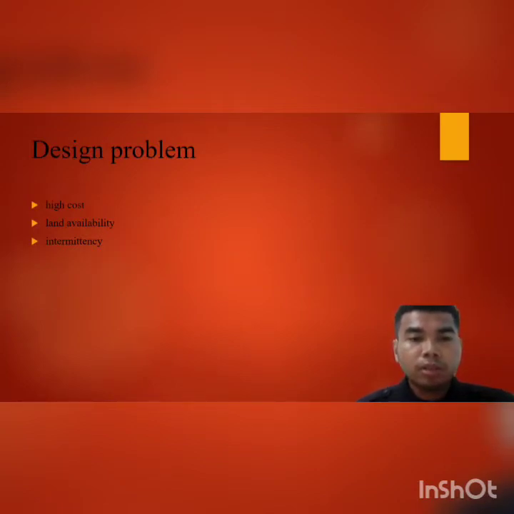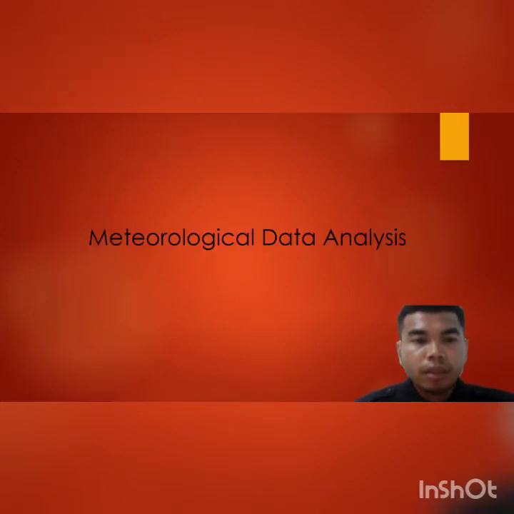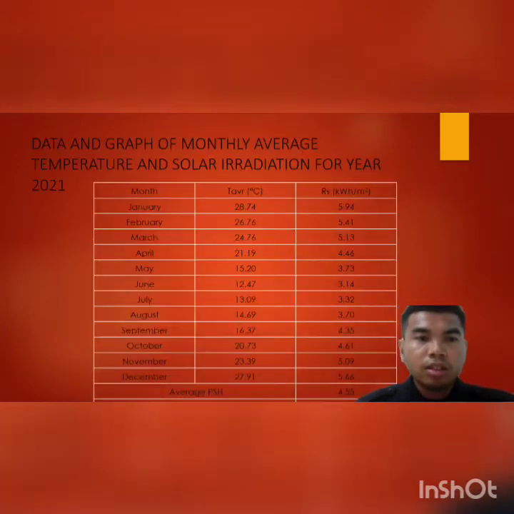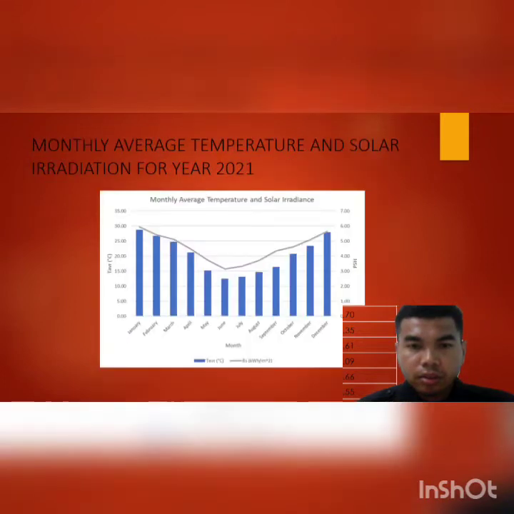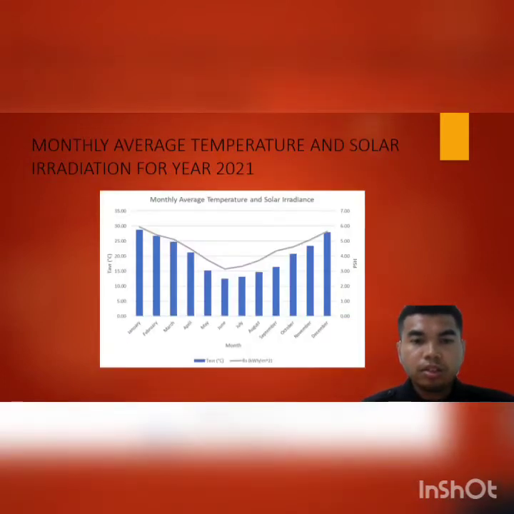High cost is because of the PV system, which has an inverter in it, and the material to build the PV system is high. And we go through the meteorological data analysis. This is the data and graph of the monthly average, as you can see, average PSH. This is the graph from the value that we calculated just now. You can see the highest are January and December, and the lowest is June.